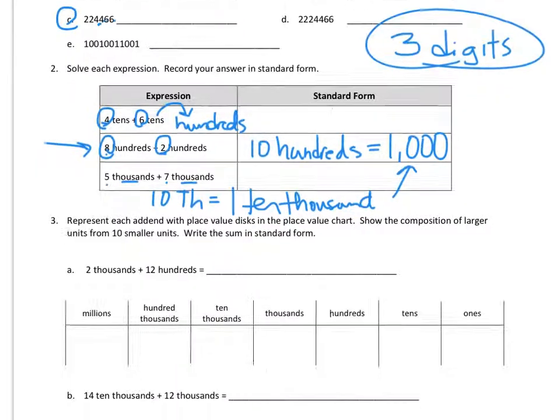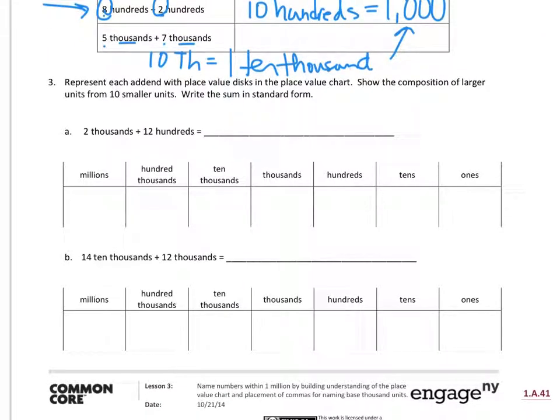For problem 3, it asks students to represent the add-ins with place value discs on the chart and then show the composition of the larger unit from the 10 smaller units. So it's the same idea they did up here where every 10 units can be exchanged. So I'll show you how to do B. So they should make 14 10,000s. So that means they need to put discs. We've been doing dots, so they're welcome to do that.